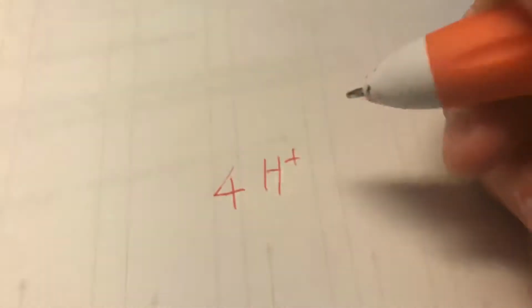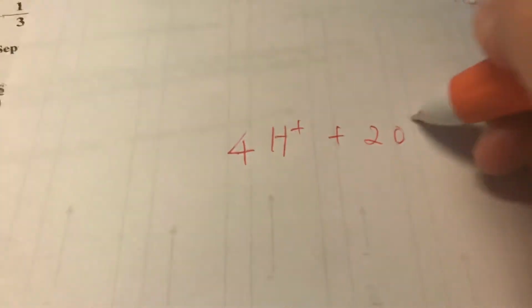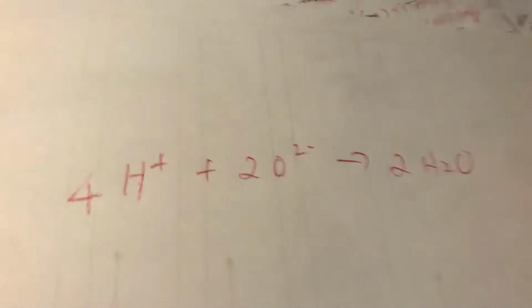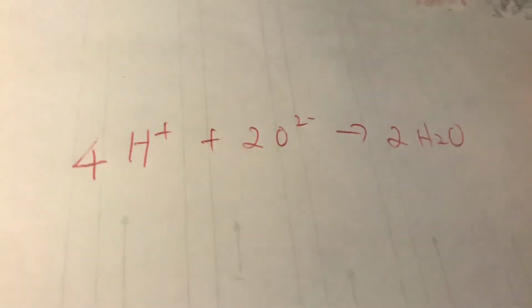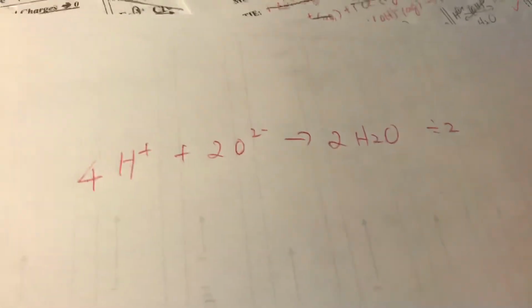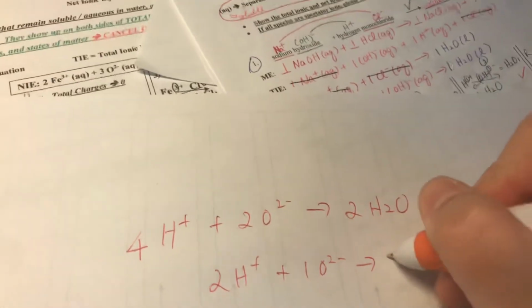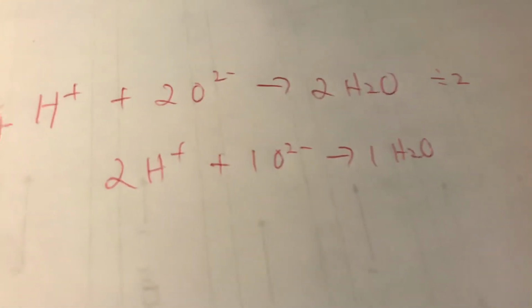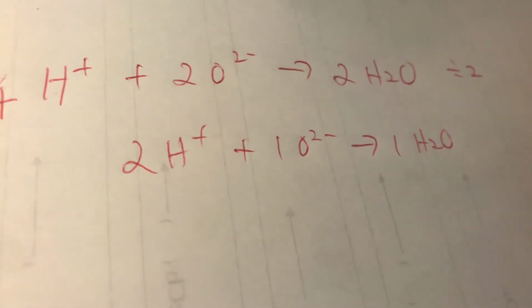You don't need to copy this down, okay? You get 4H plus, and then 2O2 minus, and then I will form 2H2O. You may end up with this situation after you cancel everything. This is not your final net ionic because the coefficients, 4, 2, and 2, are not simplified. You have to divide all the coefficients by 2 to get 2H plus, and then 1O2 minus, and then 1H2O. This is your final simplified net ionic equation.